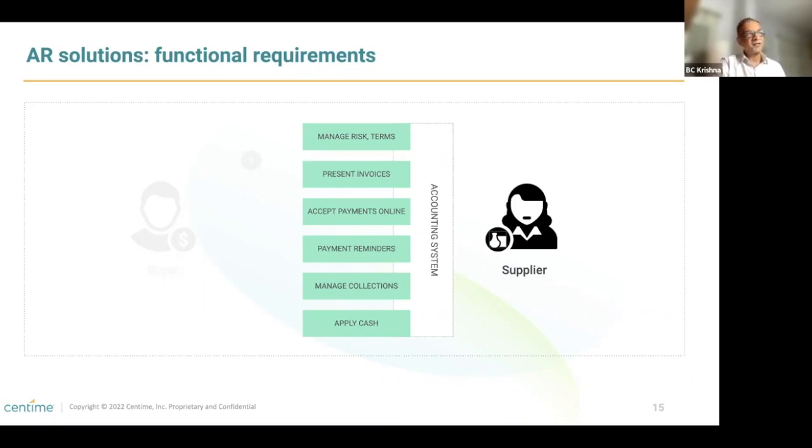But at the same time, managing collections, making phone calls, following up with customers, recording their interaction, recording promise to pay, following up with dunning letters. These are painful tasks that can and should be automated. And just about every AR solution today has some kind of capability to manage collections. Finally, one of the most painful parts of an AR solution is to actually take the cash that you received.